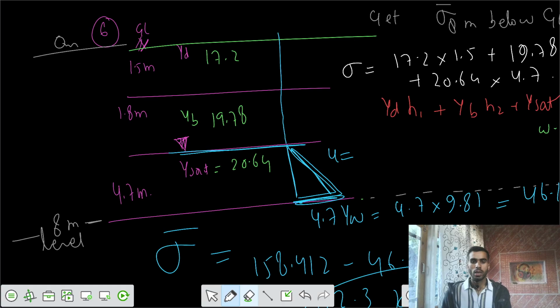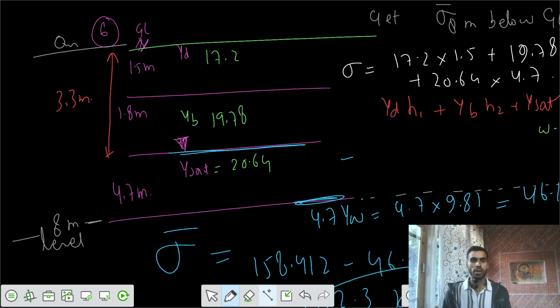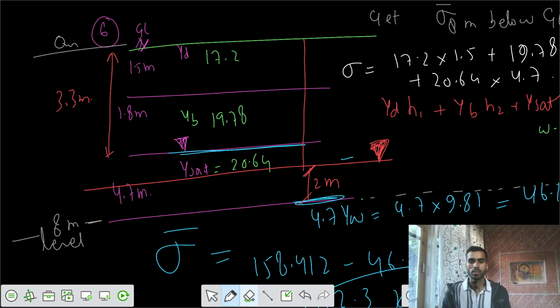Initially it was at what location? It was at 3.3 meters. Now it's falling to the location of 6 meters below the ground level, somewhere here. So the final value becomes 2 meters and the groundwater table is somewhere here. Can we say that?